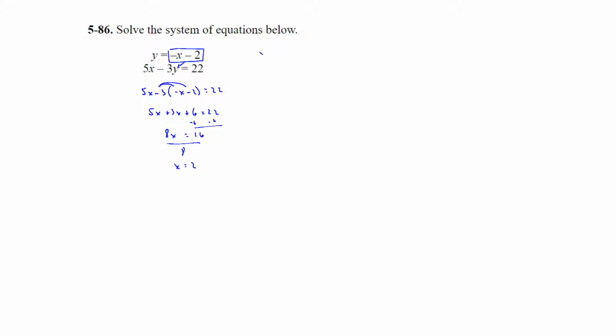And then now we can plug that back in. This is the opposite of x, minus 2. So negative 2 minus 2 is equal to negative 4. So 2 comma negative 4 is our solution. If we want to check, we could plug that back in to both equations to make sure it works.